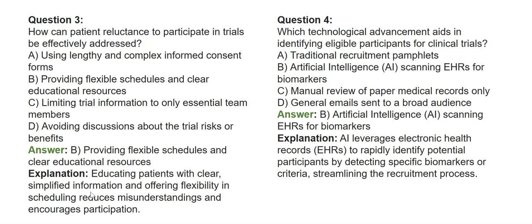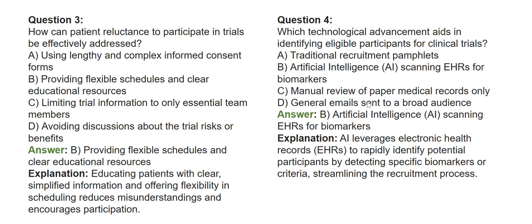Educating patients with clear, simplified information and offering flexibility in scheduling reduces misunderstandings and encourages participation at the same time. Question 4: which technological advancement aids in identifying eligible participants for clinical trials? Is it A, traditional recruitment pamphlets, B, AI scanning EHRs, electronic health records for biomarkers, C, manual review of paper medical records only, D, general email sent to a broad audience?